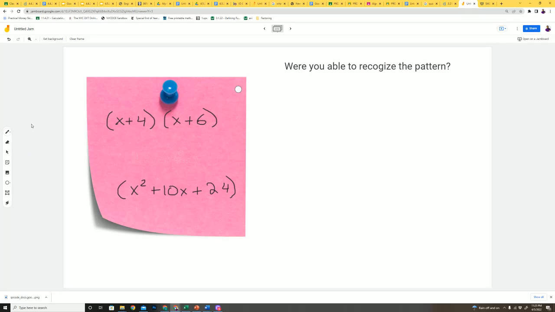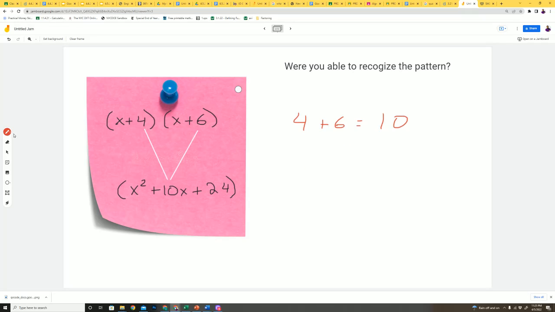Okay guys, were you able to figure out the pattern? So if we take a look here, we want to know what's the relationship between 4 and 6 when it comes to 10. Well, we know that if you add 4 plus 6 together, that will give you 10. So the relationship between this 4 and this 6 is that they add to 10.